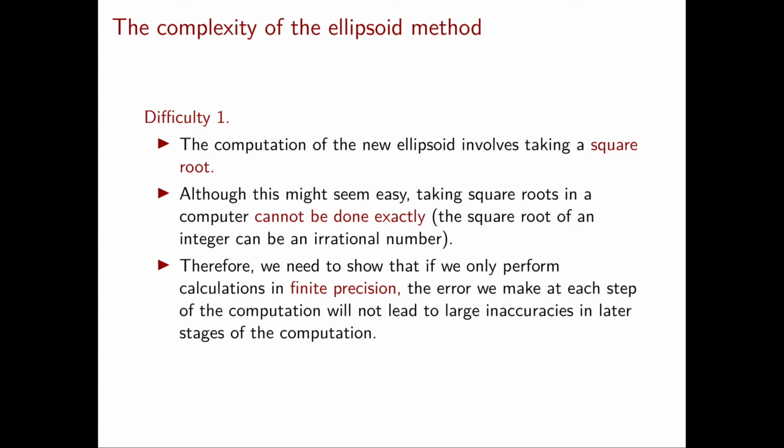Recall that in a polynomial time algorithm, every number that we compute must have a polynomial size. The idea here is to approximate this irrational number using an approximation of polynomial size. It can be shown that if we use this approximation, then the error that we make at each step of the computation will not lead to large inaccuracies in later stages of the computation.